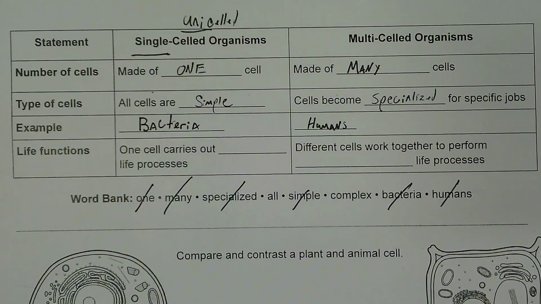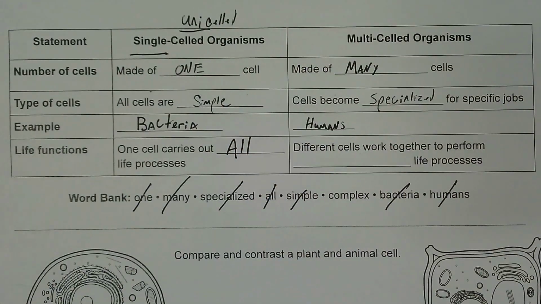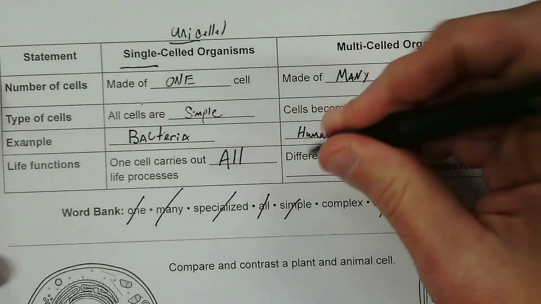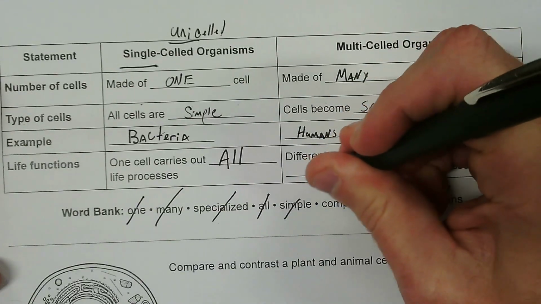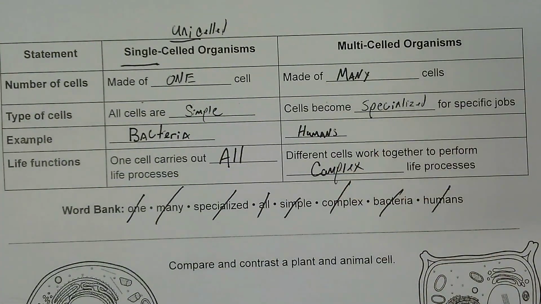Life functions. One cell carries out all. That one. Okay. So different cells work together to perform complex life processes. So unicellular, single-celled organisms have to do everything themselves.